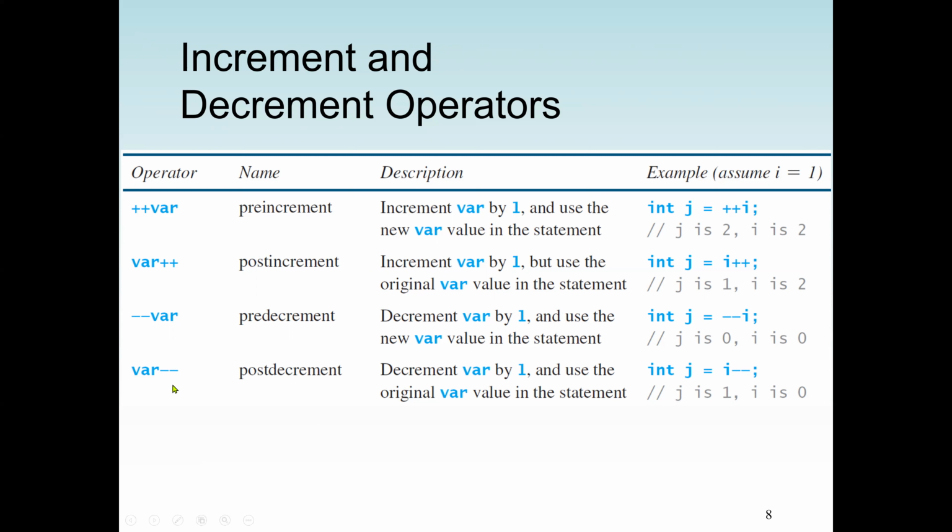But if it's var-- post-decrement, again, this means we are going to assign our original value of i to j first before we decrease i by 1, which will give us 0. So here we can see j is 1 and i is 0.